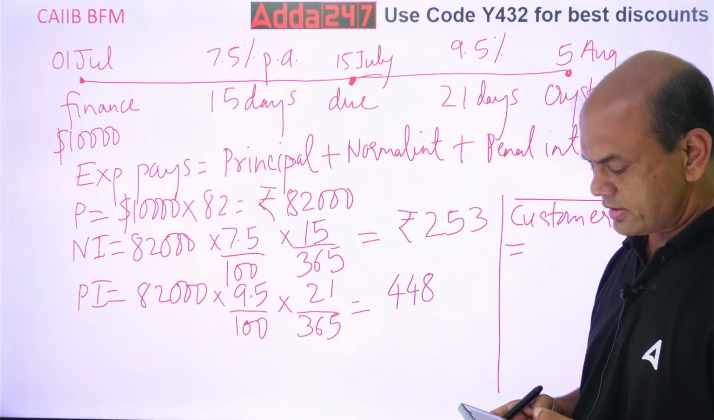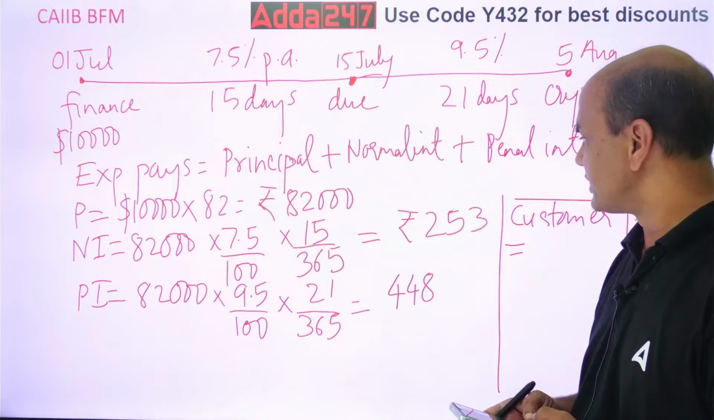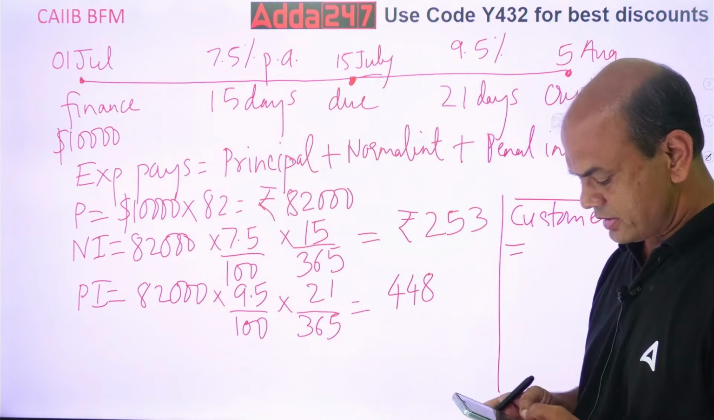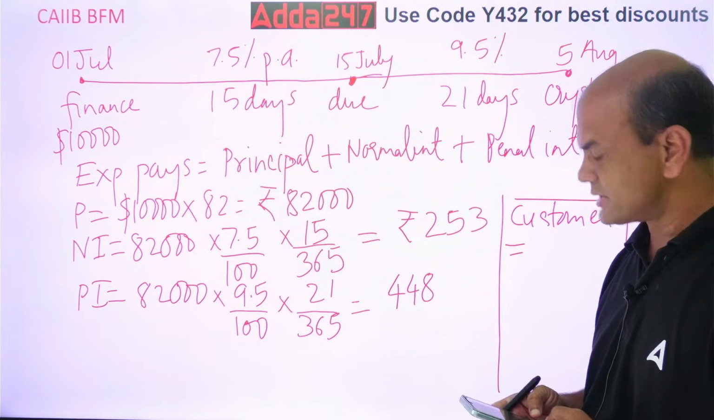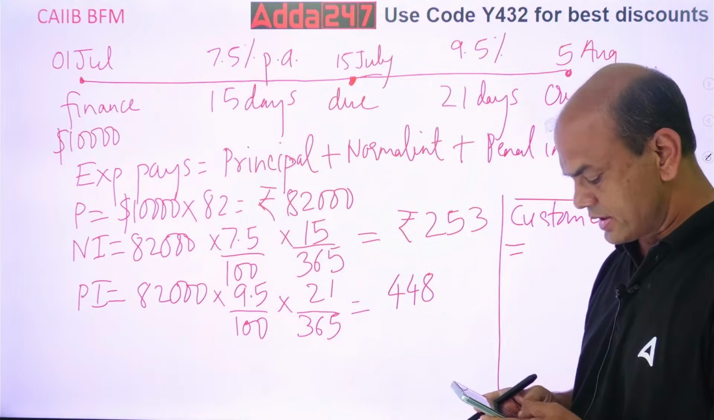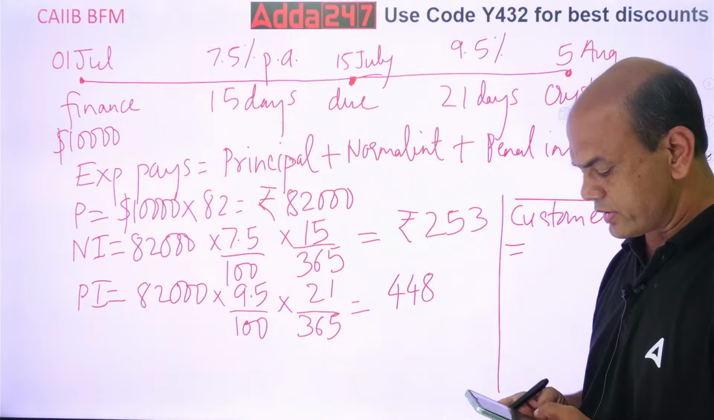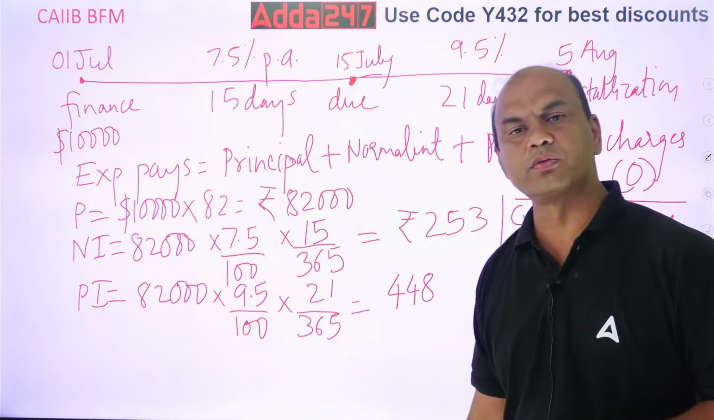What are you getting? Some mistake. Okay, 82,000 plus 253 plus 448. What are you getting as the answer? How much should the customer pay you?